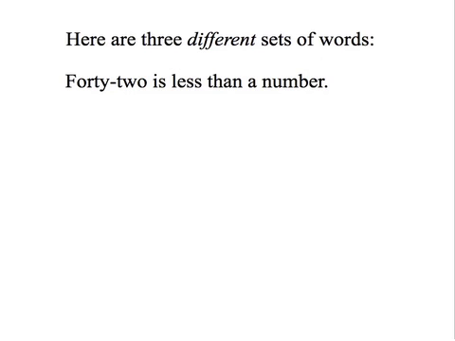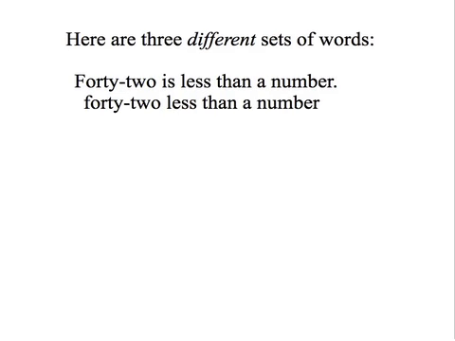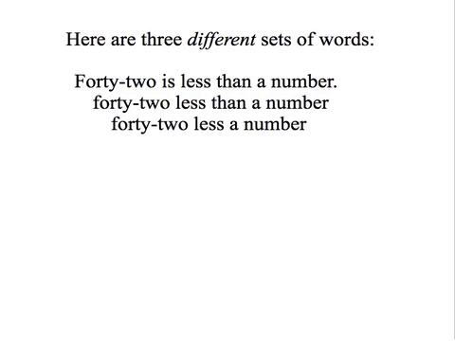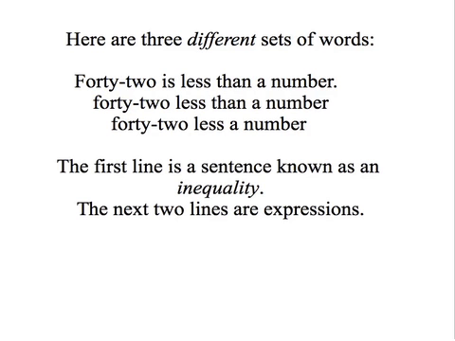And here are three different sets of words, but they're very similar. The first set is a sentence, 42 is less than a number. Now a phrase, 42 less than a number. And finally, another phrase, 42 less a number. The words are similar in all three, but not identical, and in fact, they have very different meanings. In fact, the sentence in the first line has a special name, an inequality. We'll cover inequalities much more in subsequent lessons. And of course, the second two are phrases, also known as expressions.